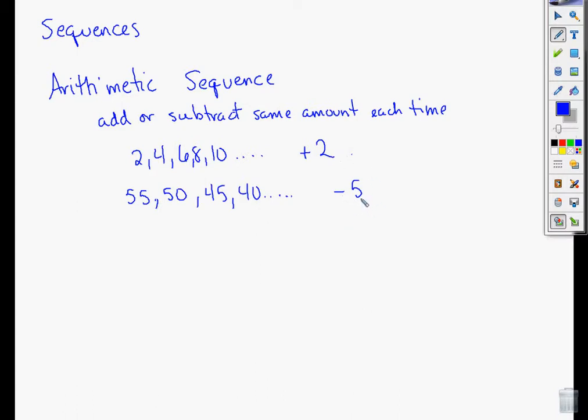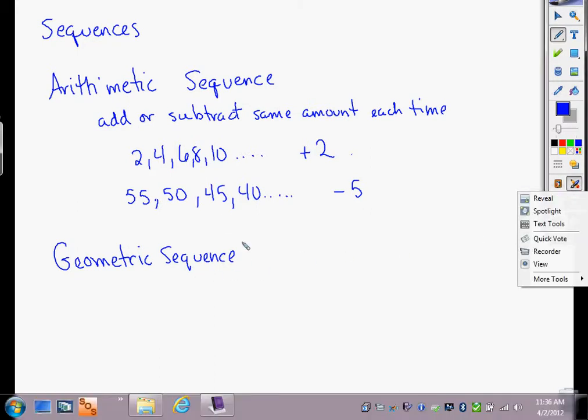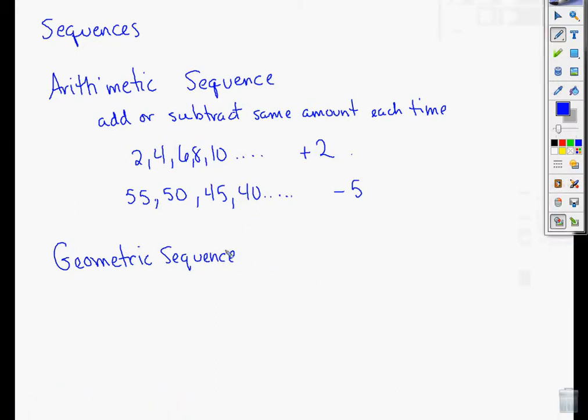Okay. A geometric sequence, you're multiplying or dividing the same amount each time.